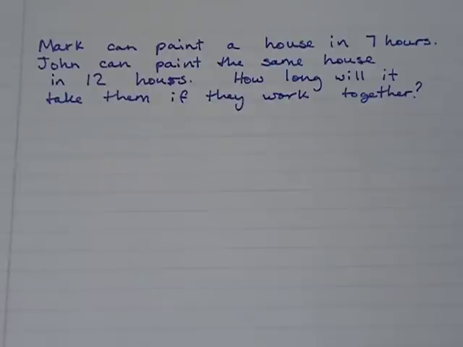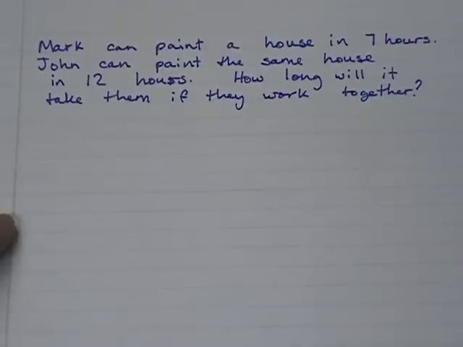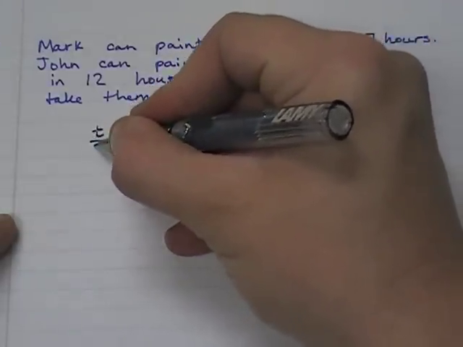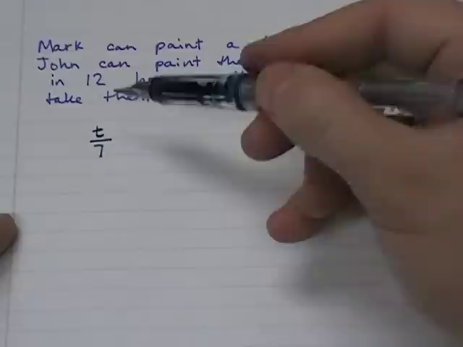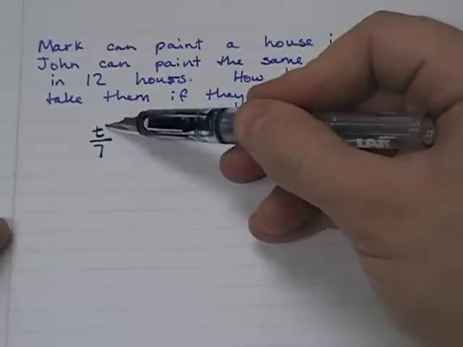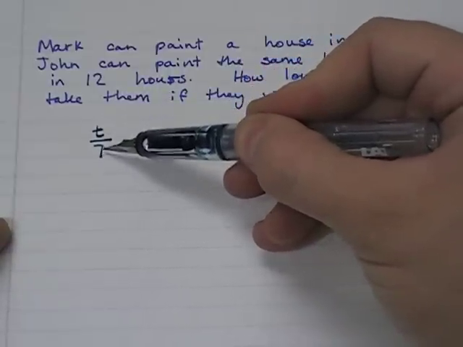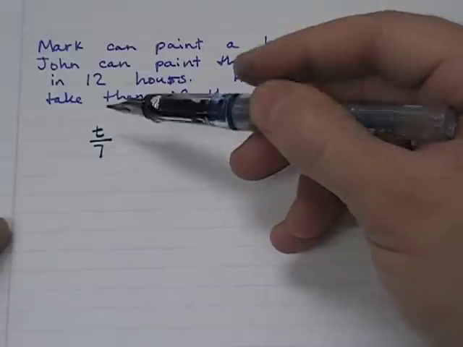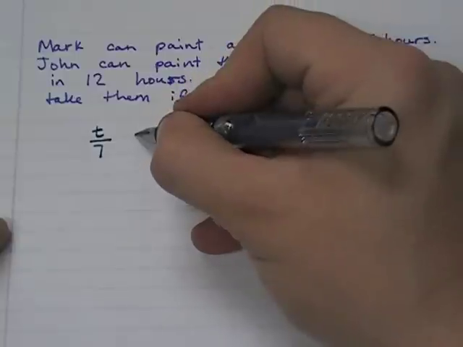And what you'll find is anytime you have a problem like this, that basic formula is always going to apply, which is going to be the variable divided by how long it takes. So in other words, Mark is going to be T over 7. Okay? What that means is in 1 hour, Mark has painted 1/7 of the house. In 2 hours, Mark has painted 2/7 of the house. On and on.